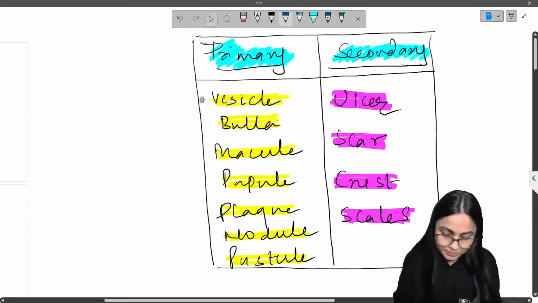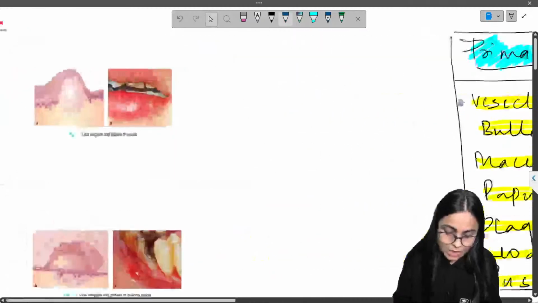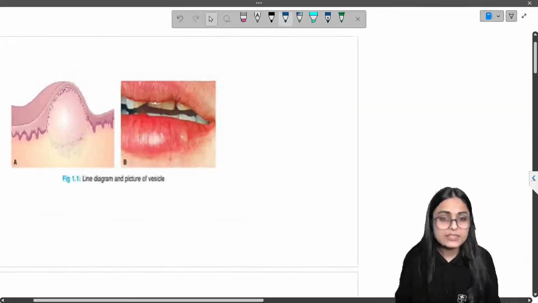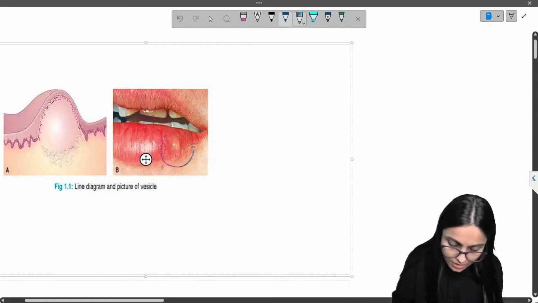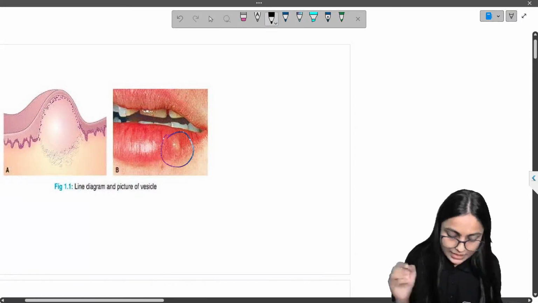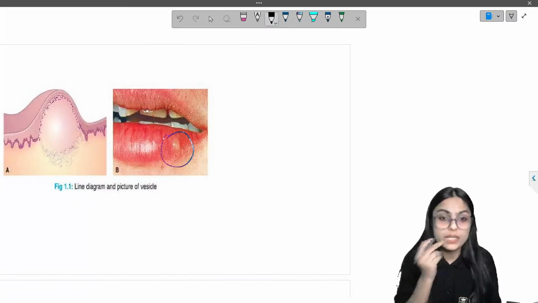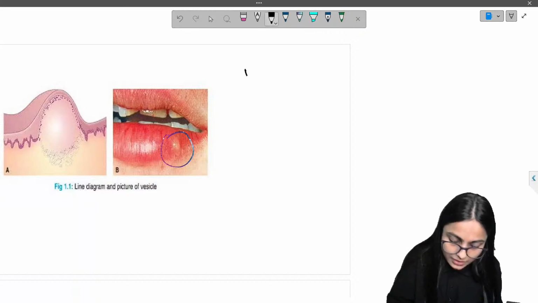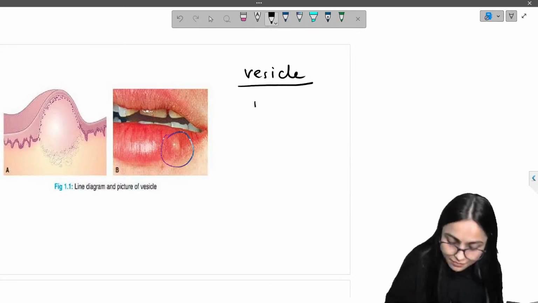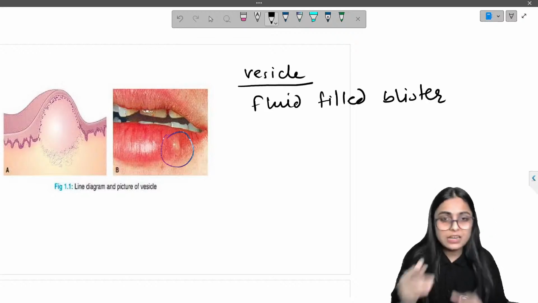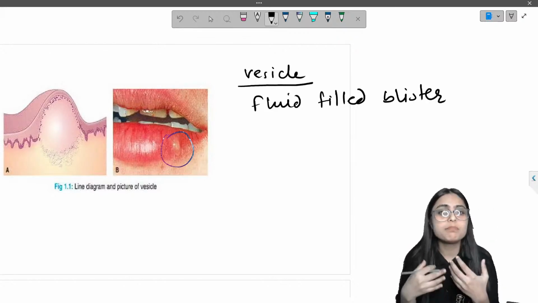All right. So the first primary lesion that we have is the vesicle. Can you see this lesion which is on the lower lip? This is nothing but a vesicle. And what is a vesicle? It is a fluid filled blister. In layman's terms we call it a blister.